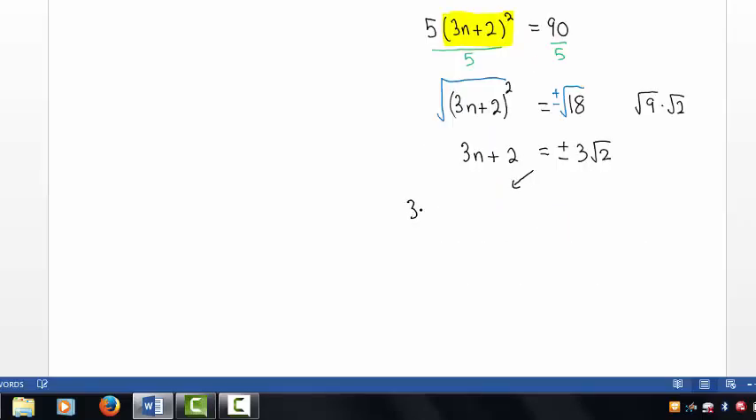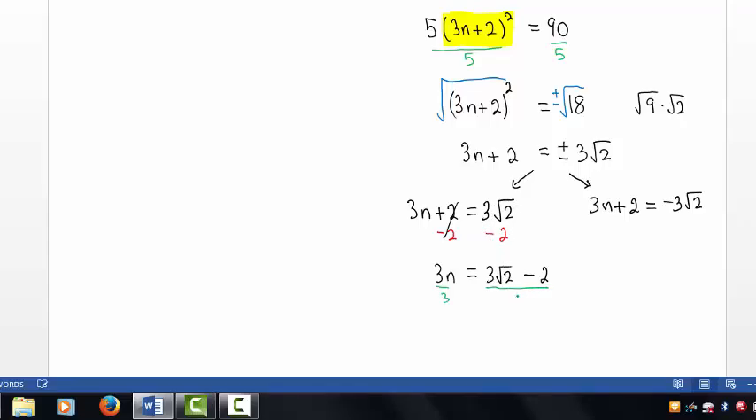We must solve 3n plus 2 equals 3 square root of 2. We have 3n plus 2 equals negative 3 square root of 2. I will subtract 2 from this side and from this side of the equation. 3n equals 3 square root of 2 minus 2. These two terms are not like terms. They cannot be simplified into one term. Dividing by 3, we come to this solution. n equals 3 square root of 2 minus 2, all divided by 3.